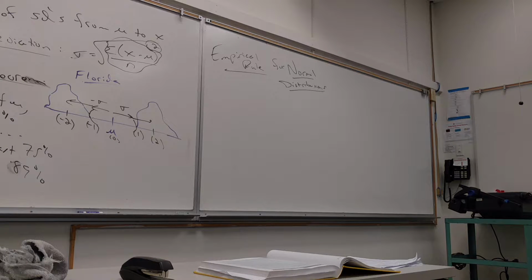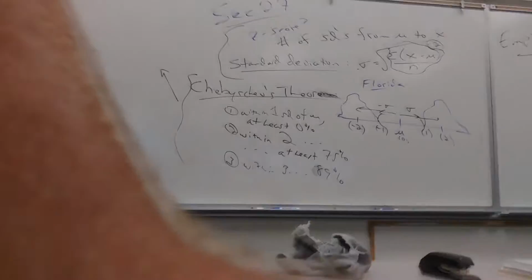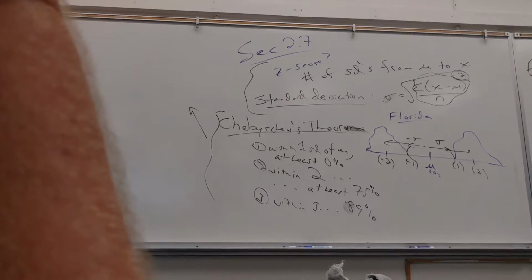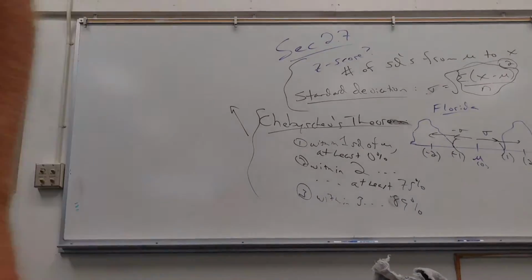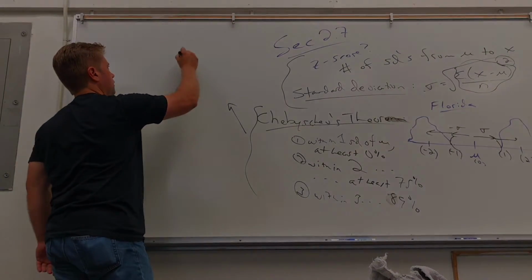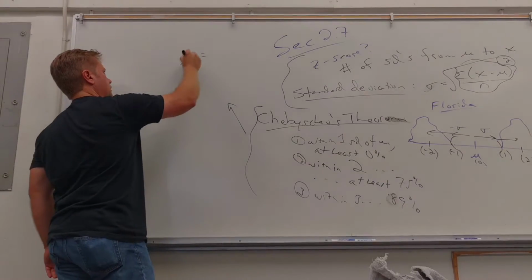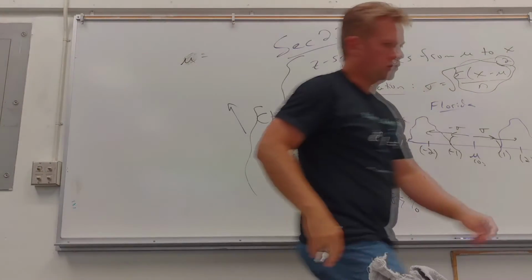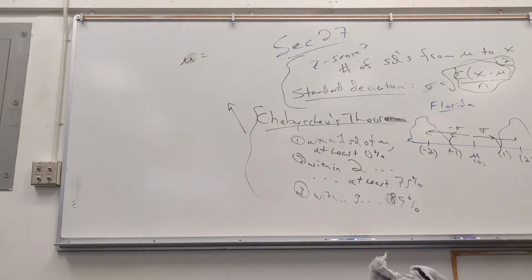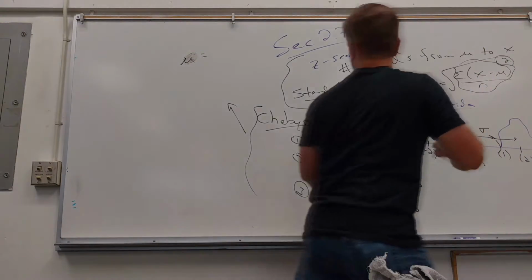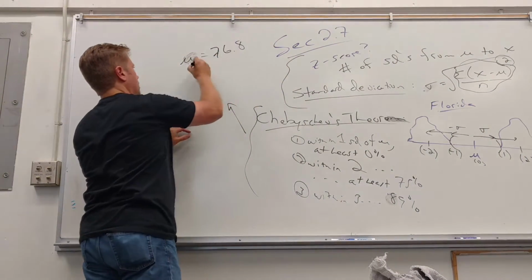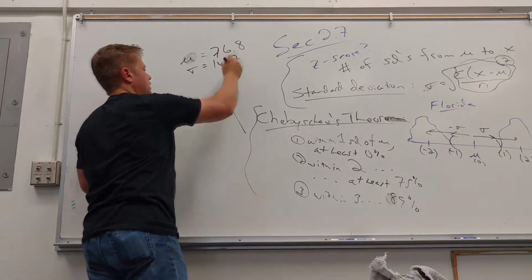So before I get into the empirical rule, let me give you a concrete example about Chebyshev. The mean for the test. Some of you guys are like, shut up about the test. But the mean for the test was, let me make it a mu, because let's say that's everybody. It's not a sample. 76.8. And the standard deviation was 16.7.